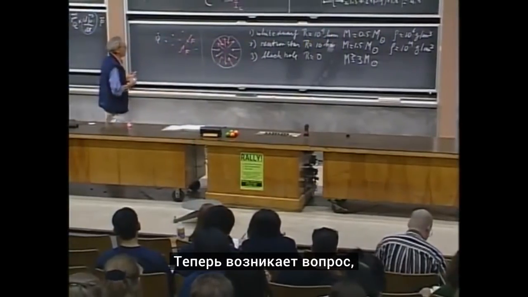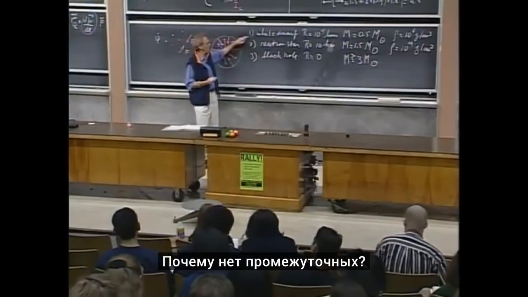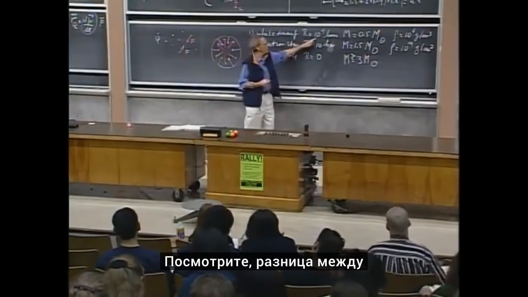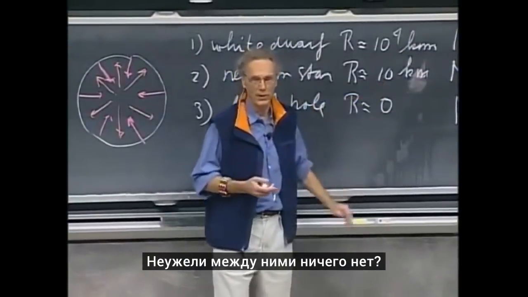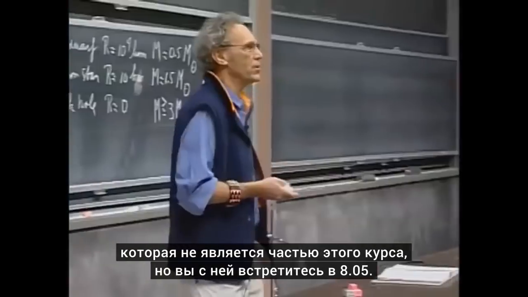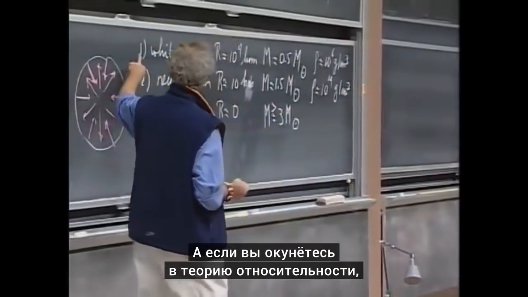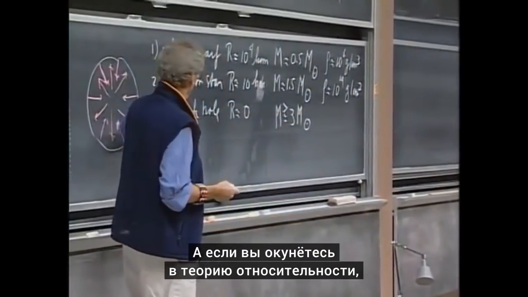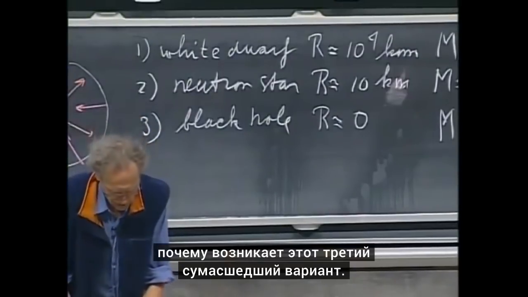Now, it would be a reasonable question to ask, why do you end up only with these 3 possibilities? Why is there nothing in between? Look, there is a huge difference from 10,000 kilometers to 10 kilometers. Is there nothing in between? And the answer to that lies in quantum mechanics, which is not part of this course, but you will see that in 805, why there are only these 2. And then if you get into general relativity, then you will understand why there is then this 3rd, very bizarre possibility.